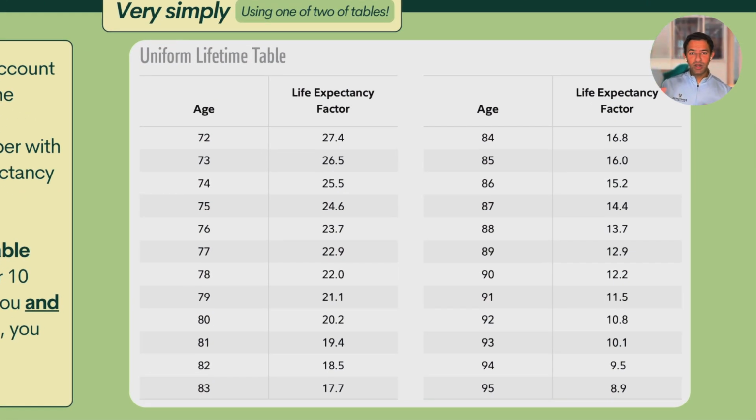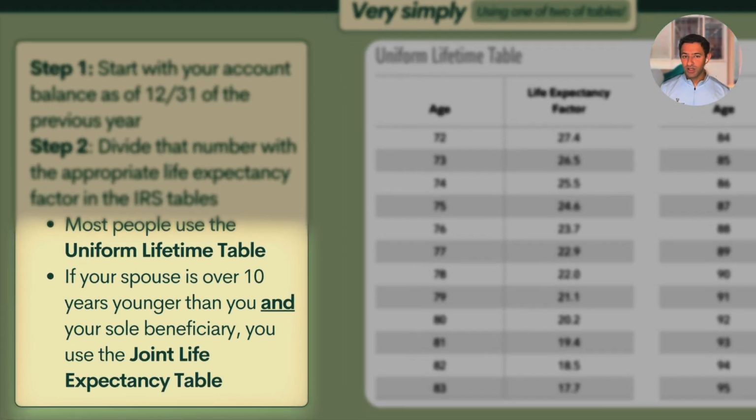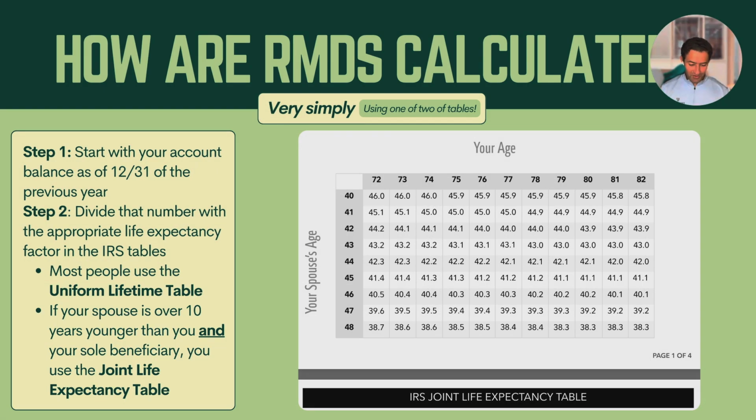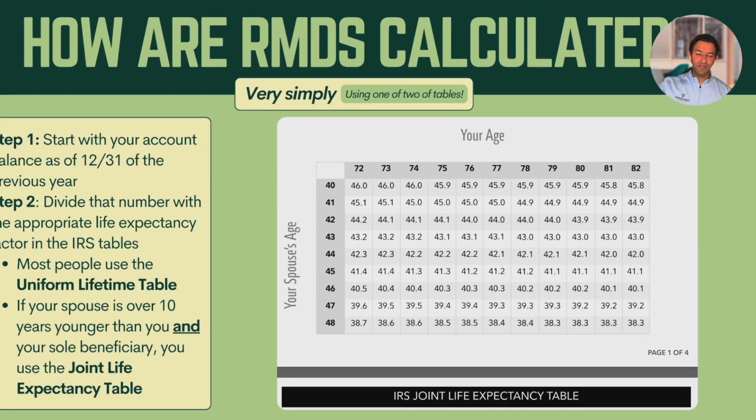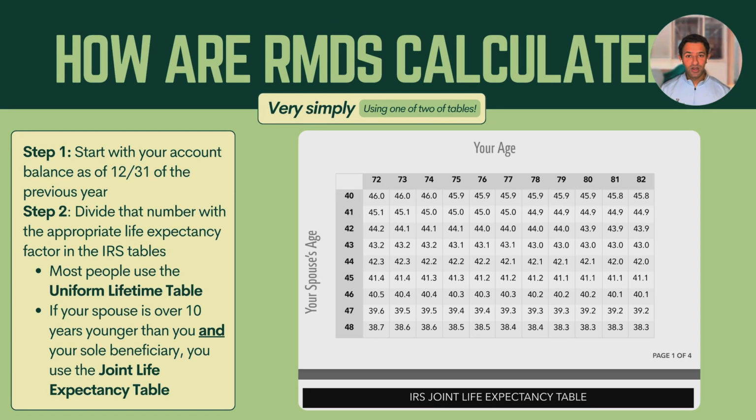Now, there's one important caveat. For those of you who are married to someone who is more than 10 years younger than you and is the sole beneficiary of your traditional IRA, you have a separate table. That table is called the joint life expectancy table, and I put a little snapshot of it right here on the right-hand side. Essentially, the IRS has two different tables depending on your age and depending on if you are married to someone who's more than 10 years younger and who's also the sole beneficiary. But for right now, we're going to keep this example very simple.